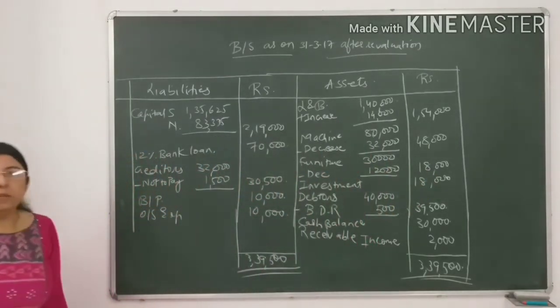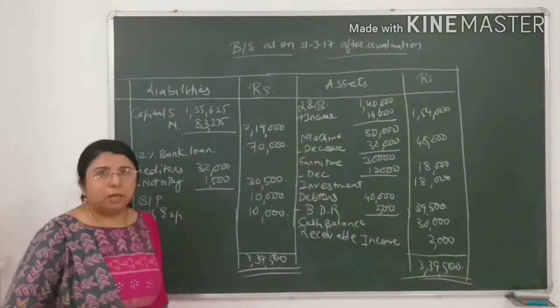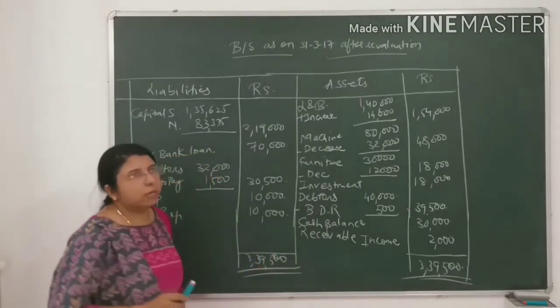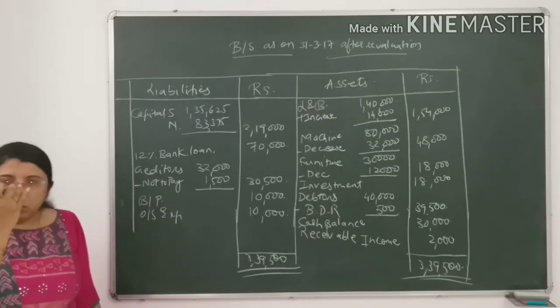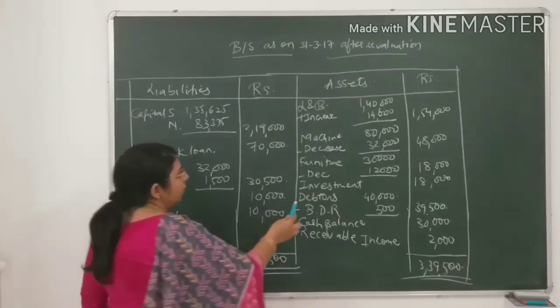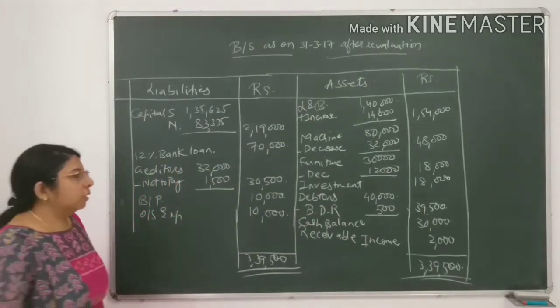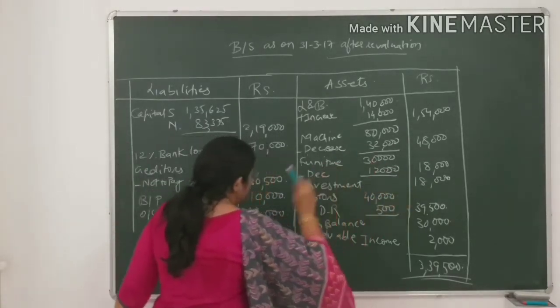Now investment is to be shown at its market value. Previously in the old balance sheet, the value of investment shown to you was rupees 20,000. Now the market value means a decrease in the value, and you have to show rupees 18,000. So directly you can show over here investment rupees 18,000.